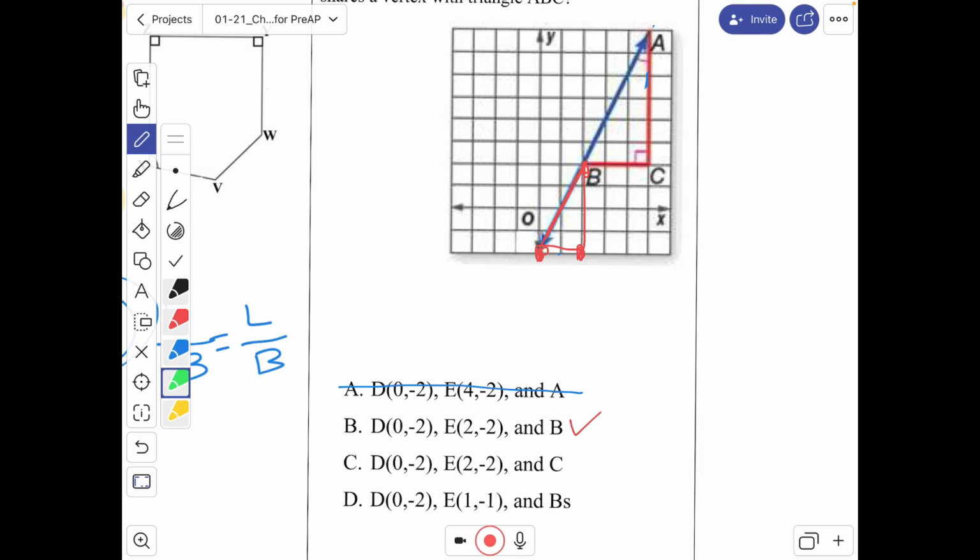Let's check the others. Okay, again, we go to 0, -2, and 2, negative 2, and then it connects to C. That does not make a right triangle. It doesn't really make a triangle if I tried to connect it to the slope. The last one, 0, negative 2, and then go to the right 1 and down 1, and then connect to B. So again, that doesn't make a right triangle. So the answer is B.